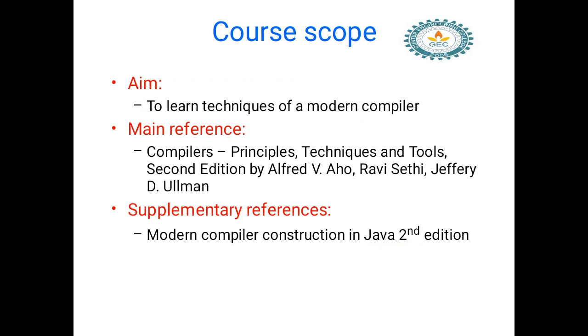Main reference book: Compiler Design, Principles, Techniques and Tools, second edition by Alfred V. Aho, Ravi Sethi and Jeffrey Ullman. Another reference book is Modern Compiler Construction in Java, second edition.